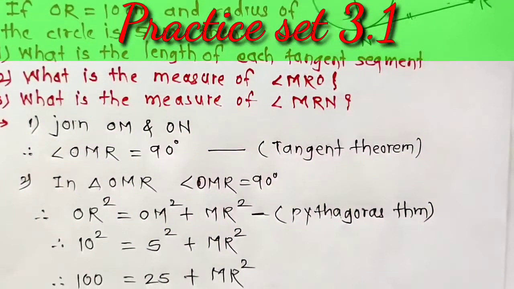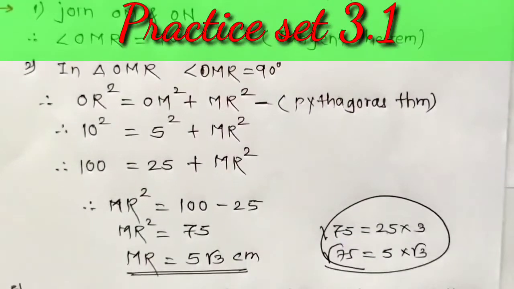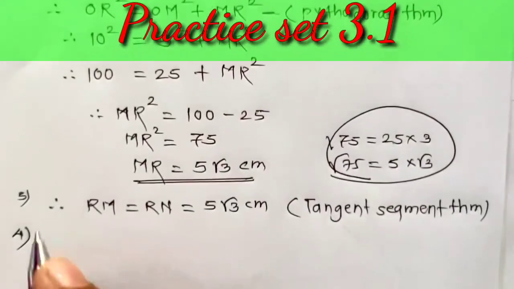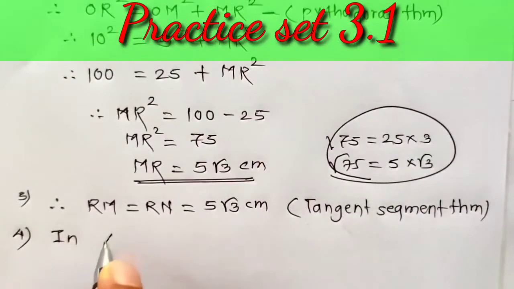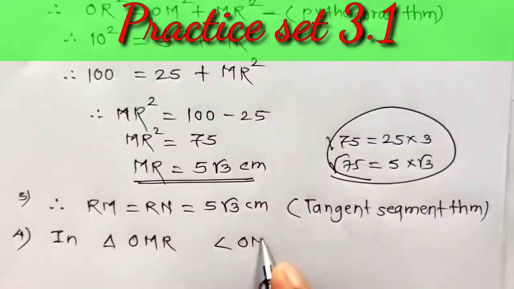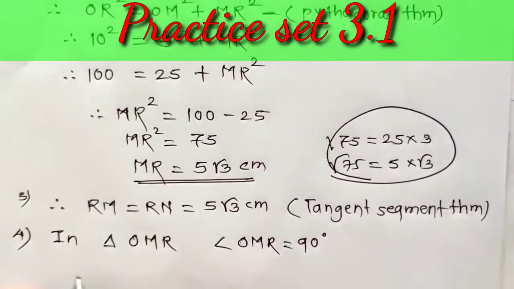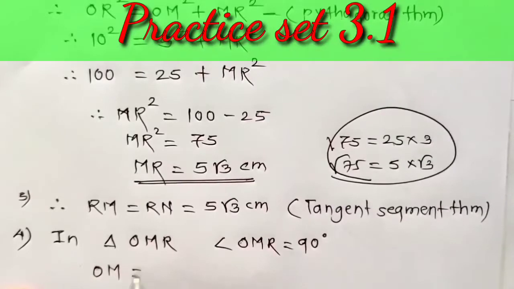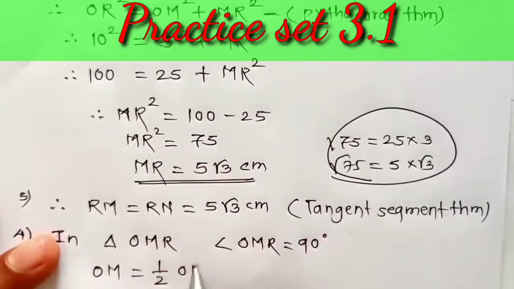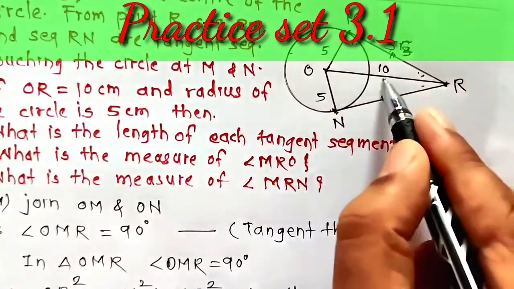Now, we have to find the measure of this angle. Fourth step: if we observe triangle OMR, in triangle OMR, angle OMR is equal to 90 degrees, which means it is a right angle triangle. OM is equal to half OR, because here it is 5 and it is 10.